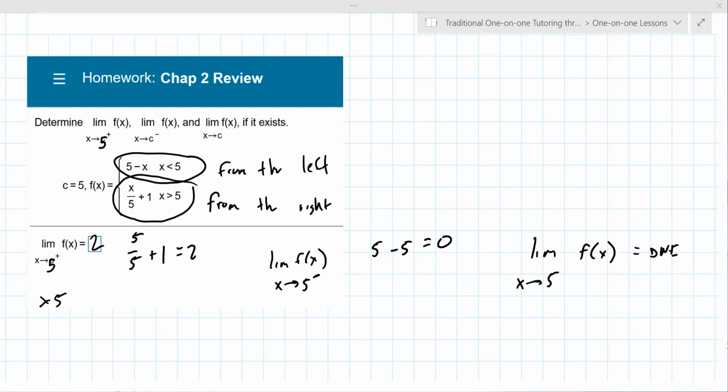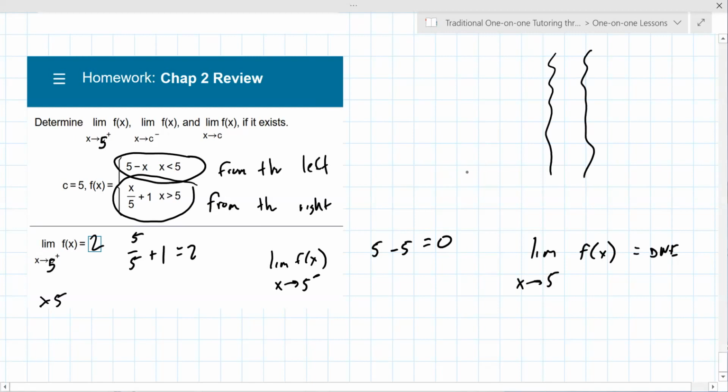So think of there's a river here, and you're coming from the land from the west, and I'm coming from the land from the east, but there's no bridge. There's no bridge.